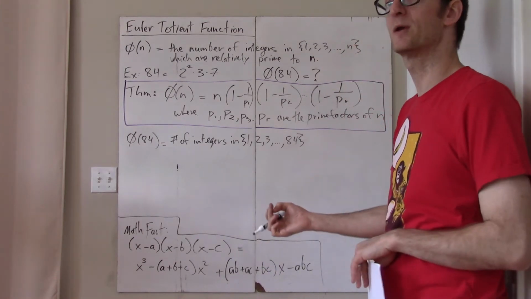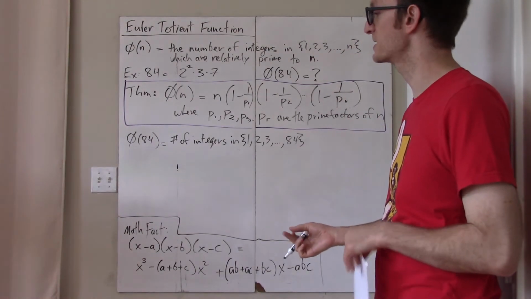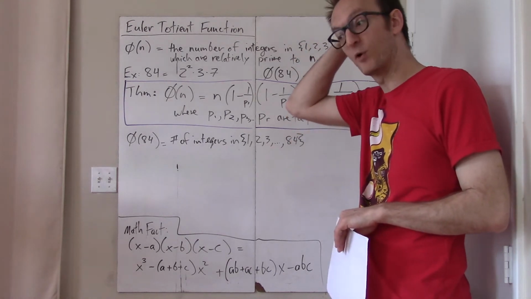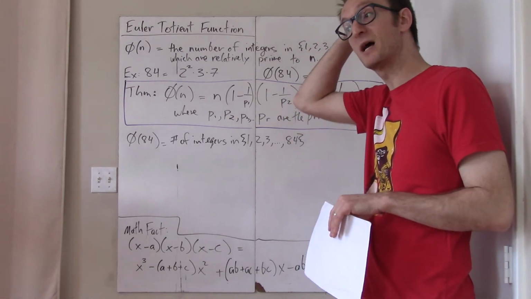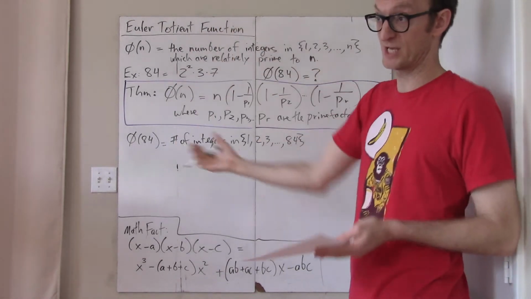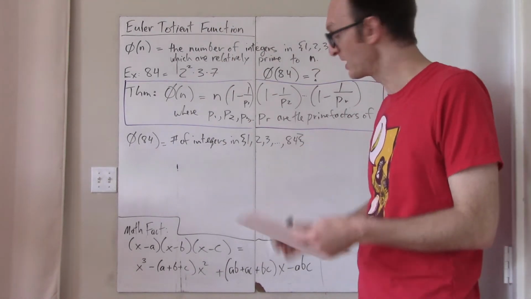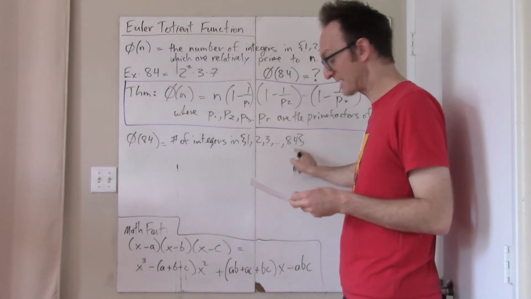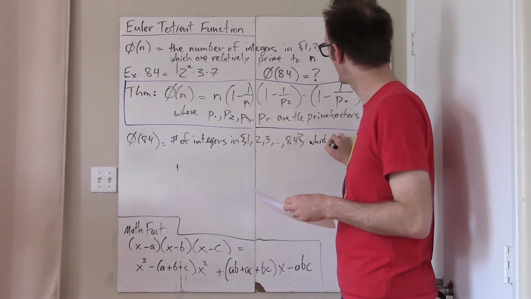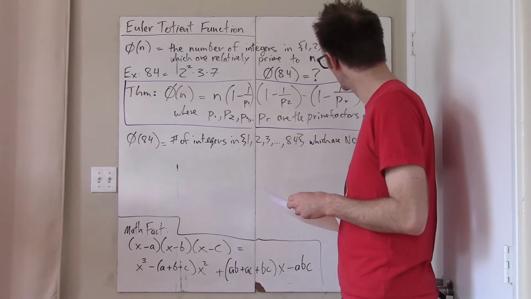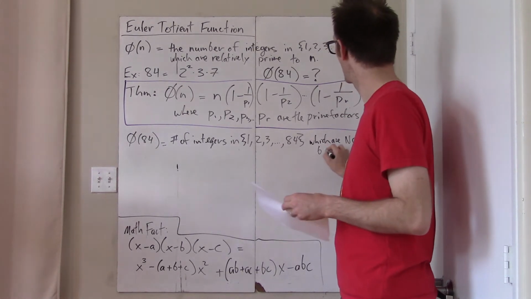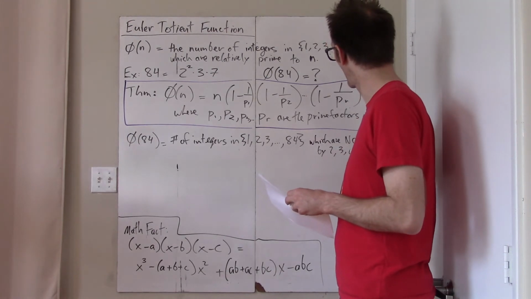And what does it mean to be relatively prime to 84? As we already said, it means that you have no factors in common with 84, which means that your prime factorization does not have a 2, 3, or 7 in it. So basically what we're counting here is the number of integers from this set which are not divisible by 2, 3, or 7.